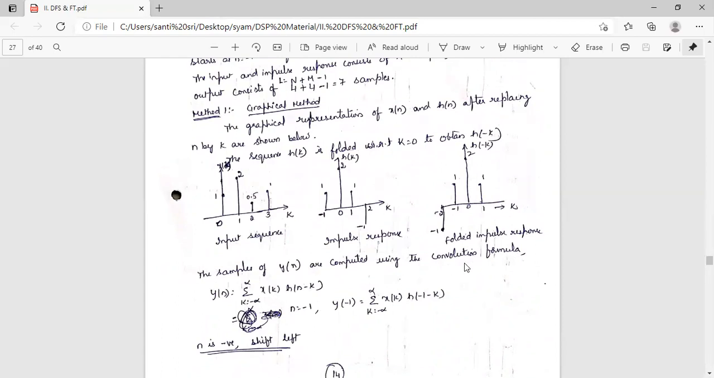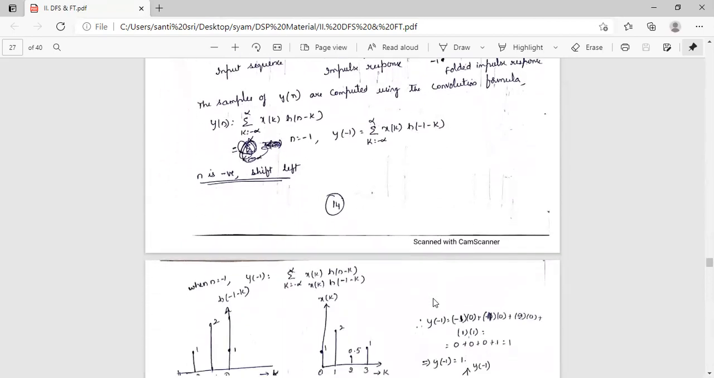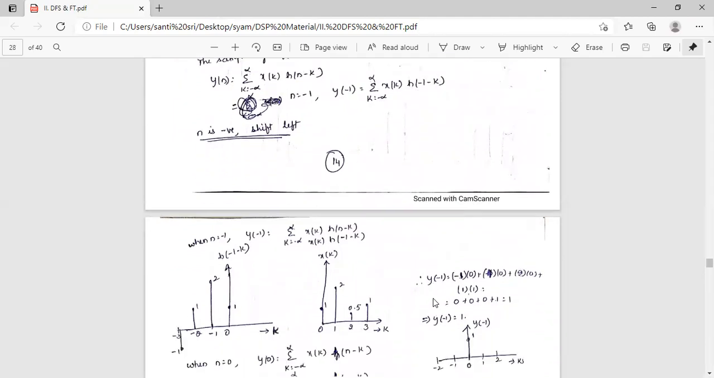h of n, we have to find out h of n minus k. Okay, so if n is minus 1, the response will start from minus 1 to 5, right? So for n equal to minus 1, y of minus 1 will become sigma k equal to 0 to infinity x of k into h of minus 1 minus k, right? So when n equal to minus 1, y of minus 1 is x of k into h of minus 1 minus k.